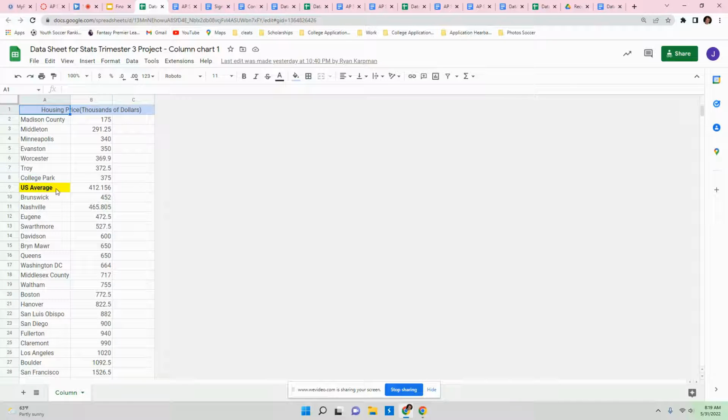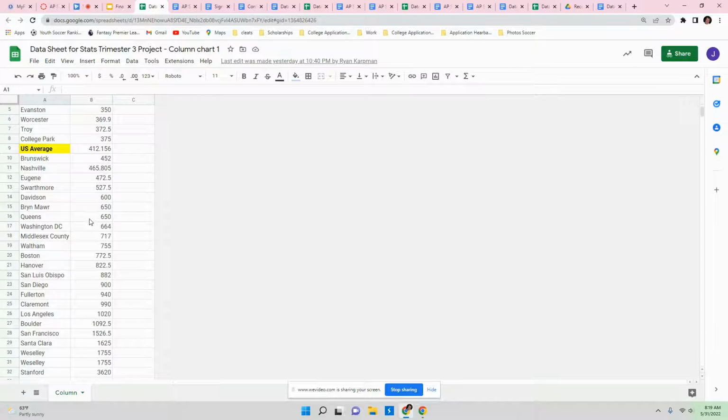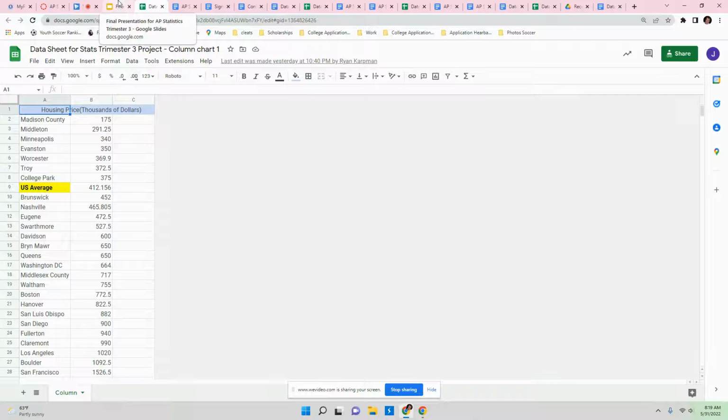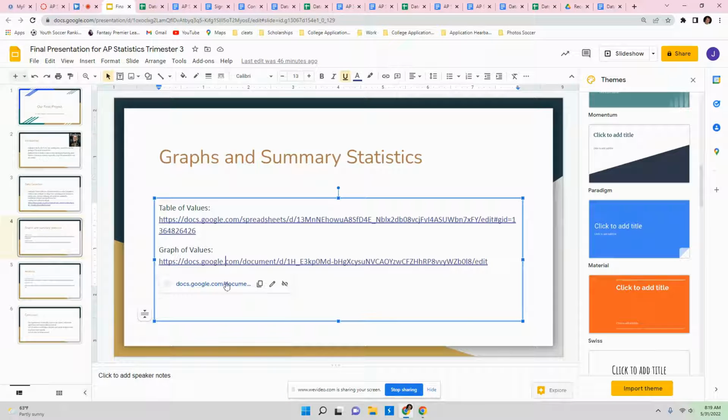You can see here the U.S. average was 412,000, and we can already see from this table that most likely our alternative hypothesis is going to be true, as it's looking very likely that top 150 university cities have a higher average housing price than the U.S. And then we'll go back here and go to our graph.